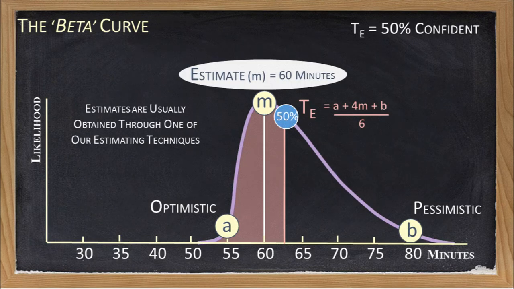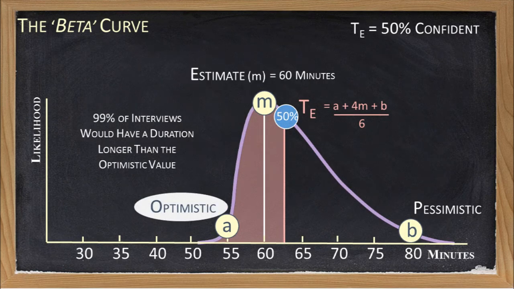The point on the graph labeled M is our estimated value. We've encountered this value before. It has most likely been obtained through one of our estimating techniques that we looked at earlier in the video, and it represents the most frequent or likely duration.